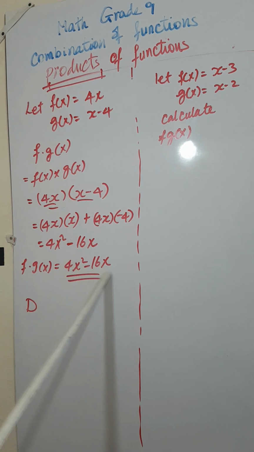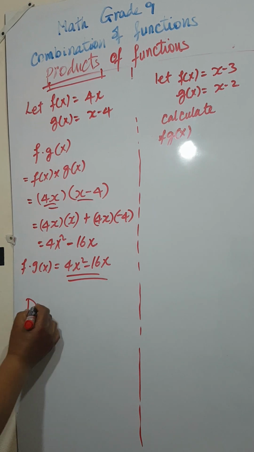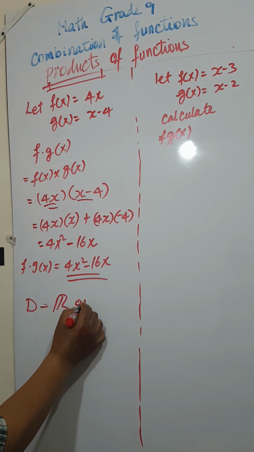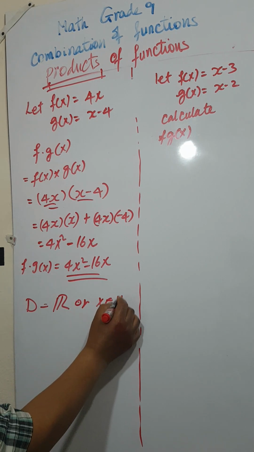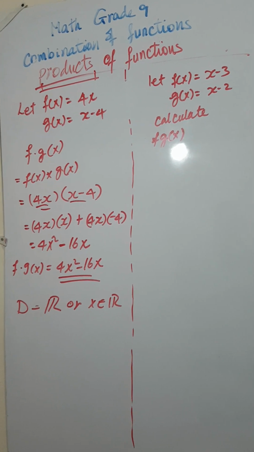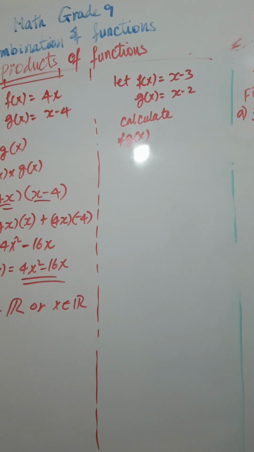Since any number can go in place of x, the domain of f times g of x is the set of real numbers. Again the range is also the set of real numbers. This is equal to the set of real numbers, or x is an element of the set of real numbers. The range is like this too.